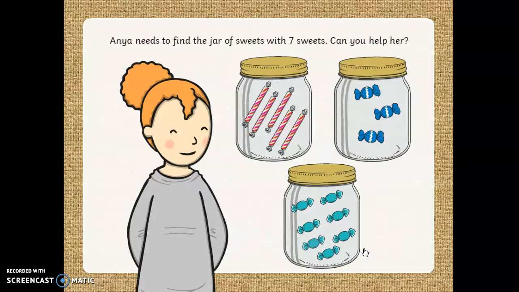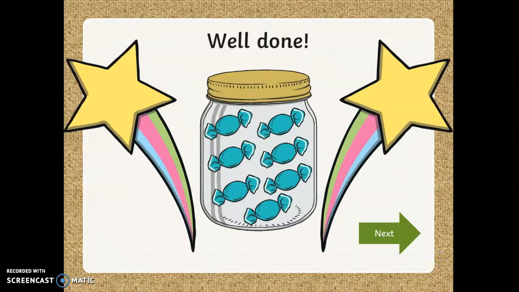Now Anya needs to find the jar of 7 sweets. There's a jar that has only 7 candies in it. Can you count the candies? Let's see if you're right. Well done! It's this jar. This jar has exactly 1, 2, 3, 4, 5, 6, 7.